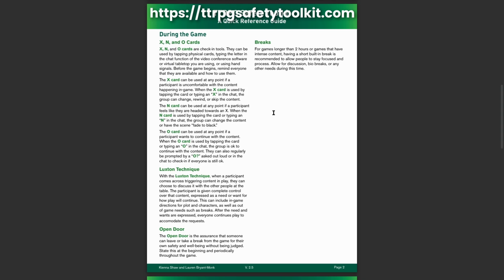The next thing they describe is the Luxton technique, which means that when a participant comes across some triggering content, this might be a good point for a discussion. And the person who is having the issue can go ahead and they have complete control over the conversation. There's also the open door, meaning that at any time, if it is getting too intense, everybody has permission to get up from the table and take a break, as well as scheduling breaks, which basically means every 2 hours you should probably take a break anyways.